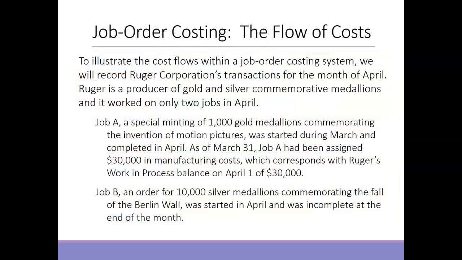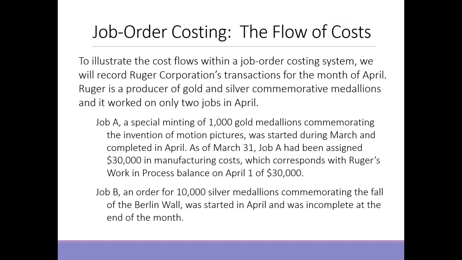So, to illustrate the cost flows within a job order costing system, we're going to look at Ruger Corporation's transactions for the month of April. Ruger is a producer of gold and silver commemorative medallions, and it only worked on 2 jobs in April. So job A is a special minting of 1,000 gold medallions commemorating the invention of motion pictures. This job started in March and was completed in April.